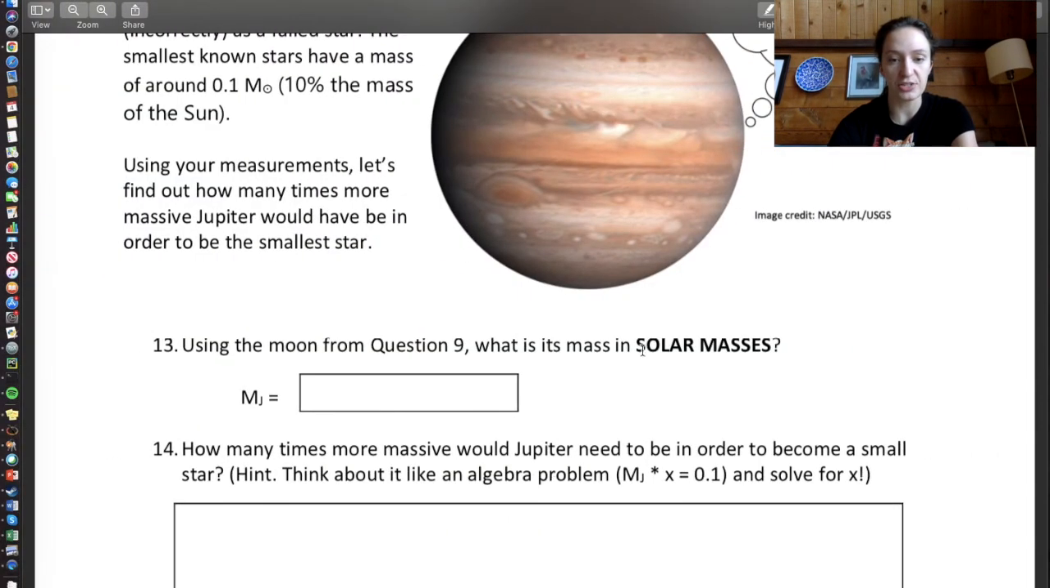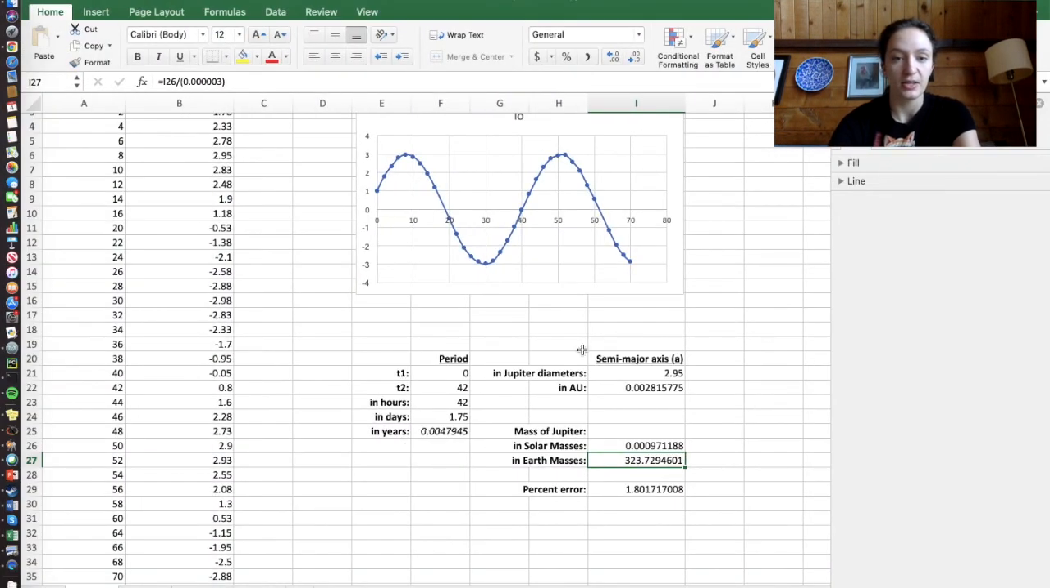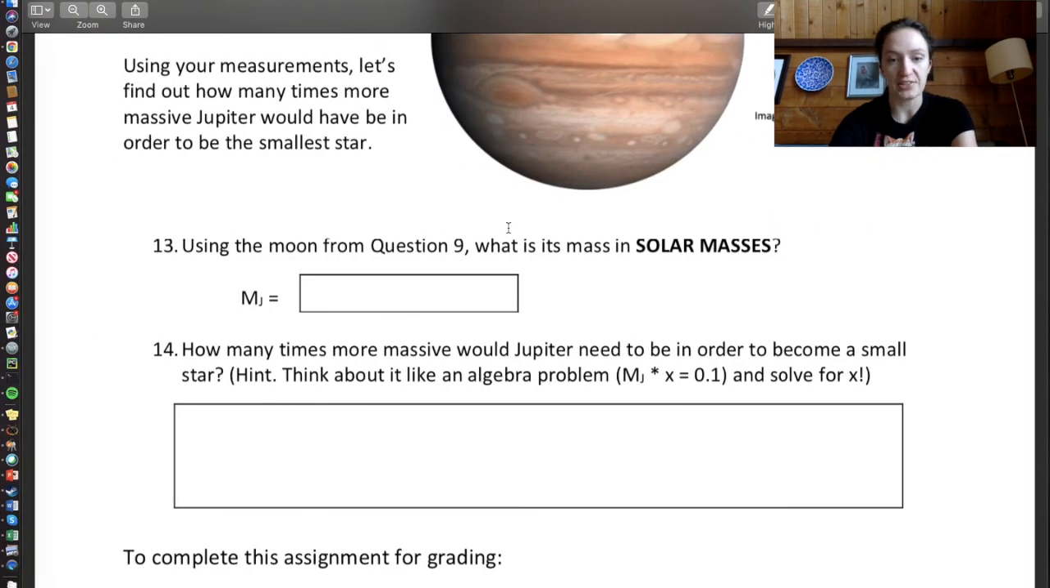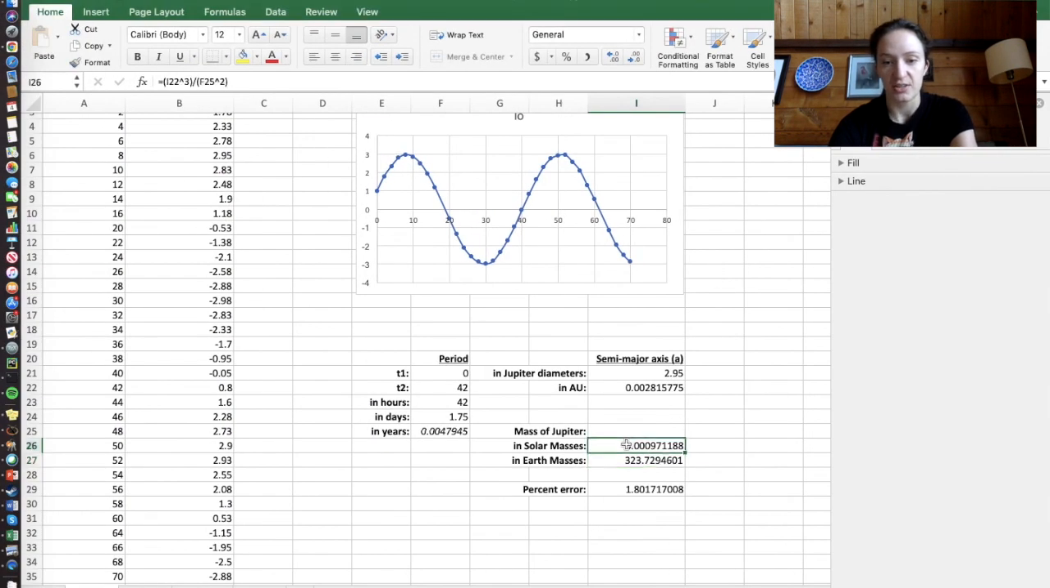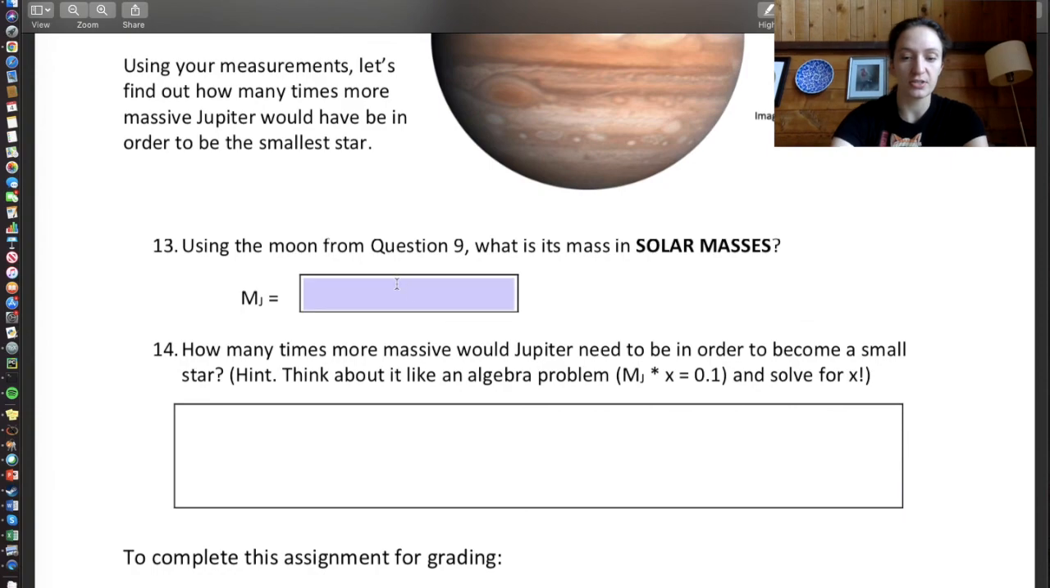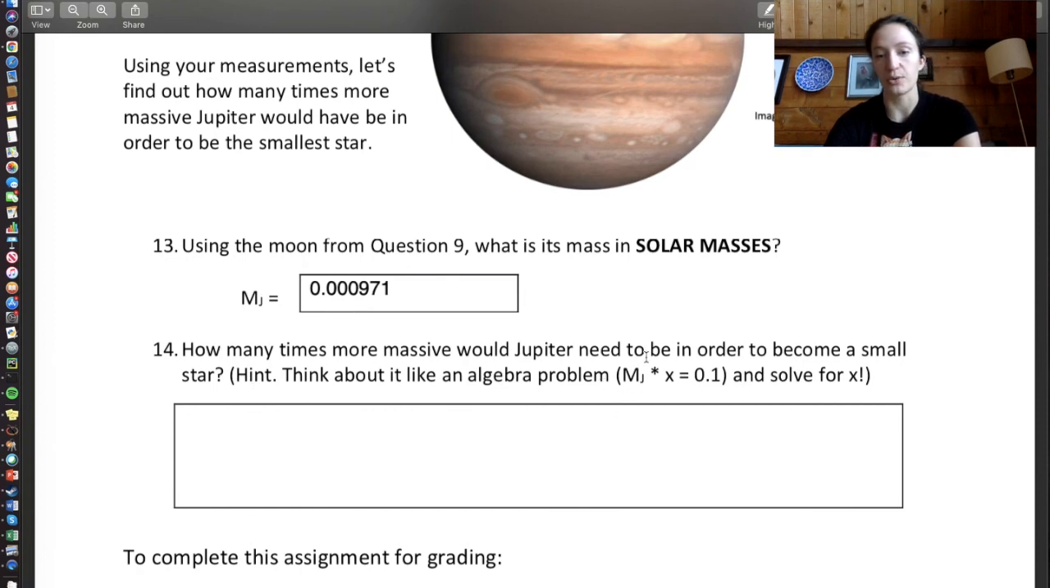So using the values calculated using Io, what is Jupiter's mass? What is Jupiter's mass in solar masses? Well, that's just this, 0.000971, whatever. So then I'm going to write 0.000971. How many times more massive would Jupiter need to be in order to become a small star? Think about it like an algebra problem. Mass of Jupiter, which you just had, times what equals 0.1.